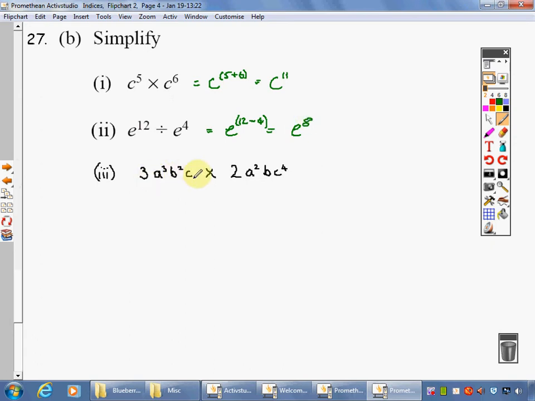And finally here we're timesing. So we do our numbers first. 3 times 2 is 6. a to the 3 times a to the 2, with timesing we add those indices. That's 3 add 2, 5. b, well that's just a b there, that's b to the 1, don't forget. So that's 2 add 1 is 3, so b to the 3. And that's the 1 as well, so c to the 1 add 4 is 5. Question done.